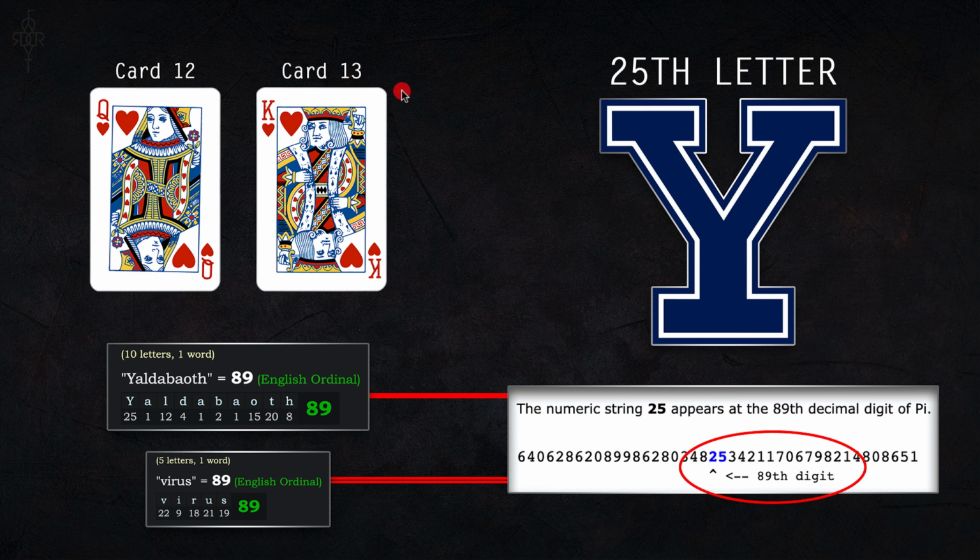And, you know, when you take 12 and 13, the king and queen of Alice in Wonderland that ran Wonderland, they were the top dogs in the book. King and Queen of Hearts, 12 and 13, that's 25. 12 plus 13, 25. So then we go into the string of pi. The 25 appears at the 89th decimal digit and the 90th, but 89. And that's tied to the Gnostic demiurge Yaldabaoth, which is tied to the word virus.